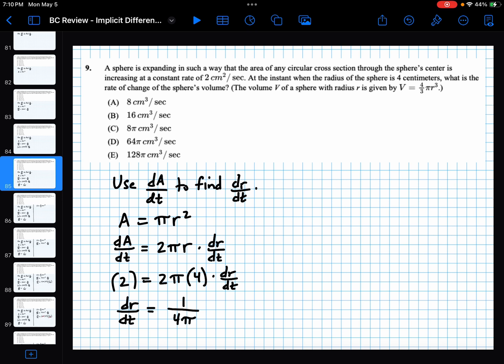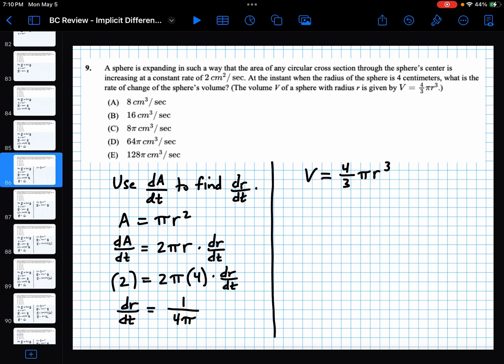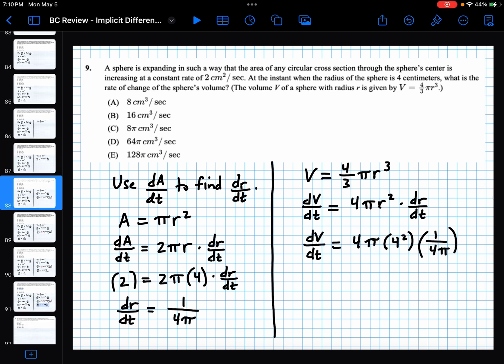Now I can go and answer the actual question for the rate of change in the sphere's volume. The volume of a sphere is that formula. They gave it to you. Take the derivative with respect to time, and we wind up with this. And again, this is at the same instant when the radius is 4, so I can do my substitutions. The 4 pi's are going to cancel out very nicely, and I simply wind up with dv dt equals 16, which is a match to answer choice B. Answer choice B. All right, we'll continue with the next questions in the next video.